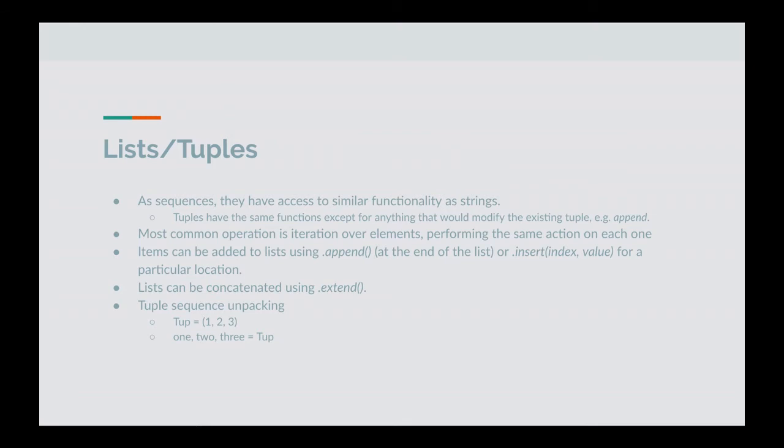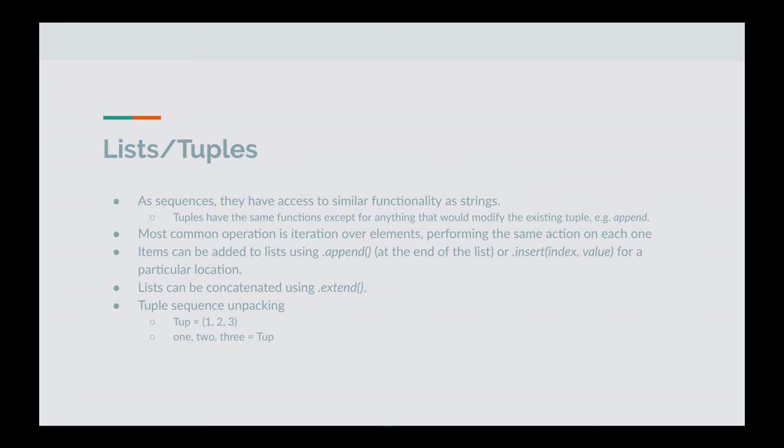Within a list, because it is mutable, you can use the .append method to add additional objects to the list, and those are added at the end. Or if you have a specific location you want to insert an object into that list, then you can use the insert method with the index of where that item is going to go and then the value for what that item is supposed to be.